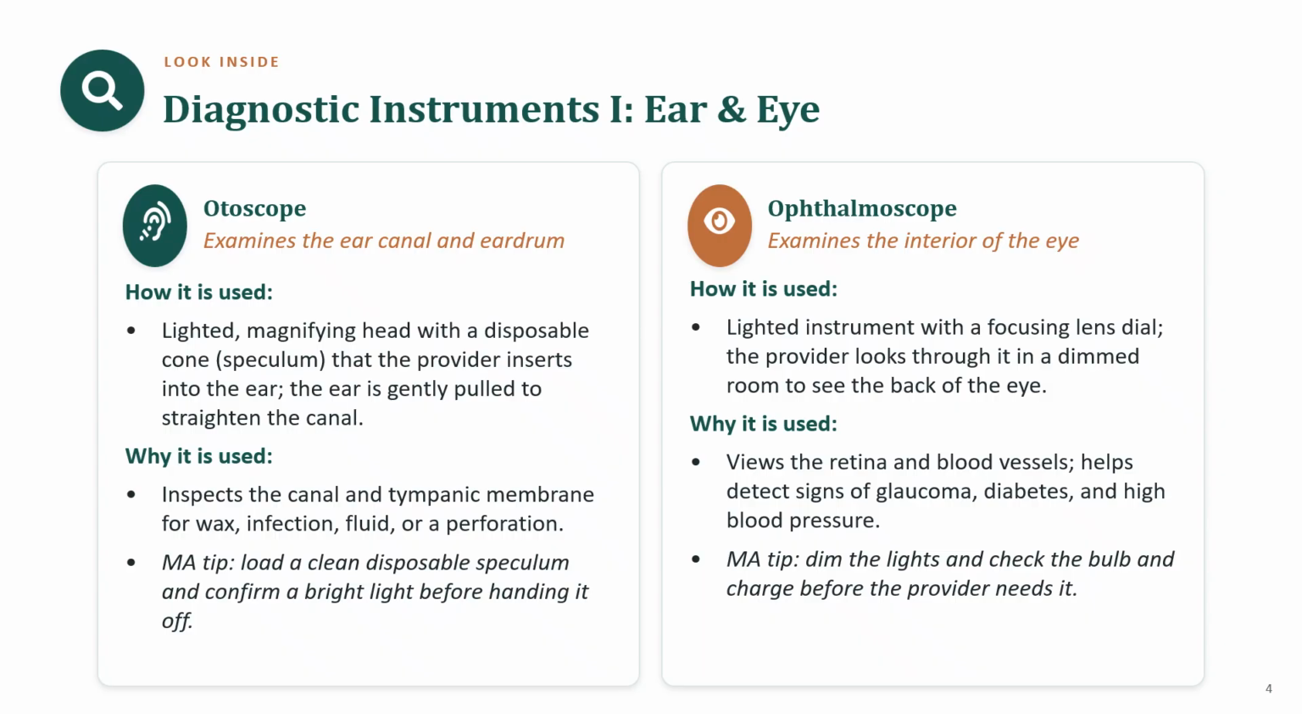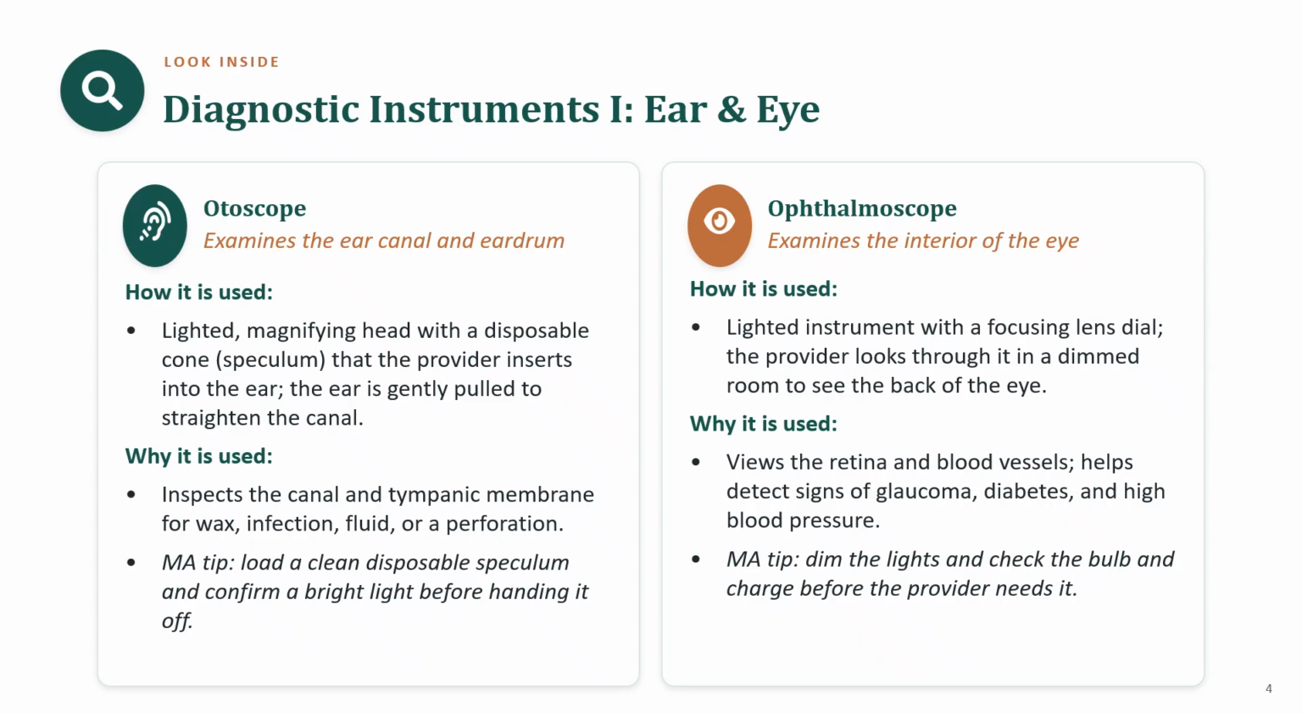Let's start with two instruments that share the same handle in most clinics: the otoscope and the ophthalmoscope. The otoscope examines the ear. It has a lighted, magnifying head, and onto that head you snap a disposable cone called a speculum. The provider inserts that cone into the ear canal, gently pulling the ear to straighten the canal so they can see clearly. Why do they use it?